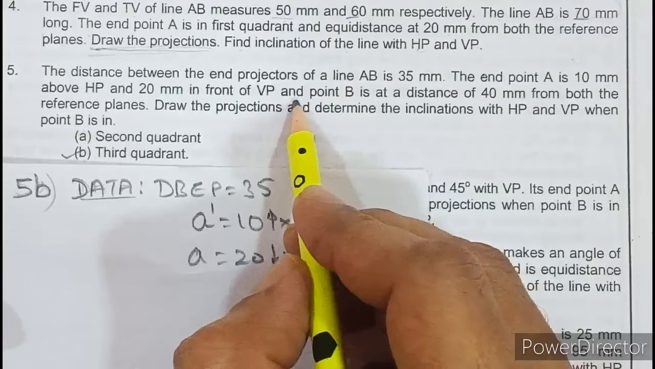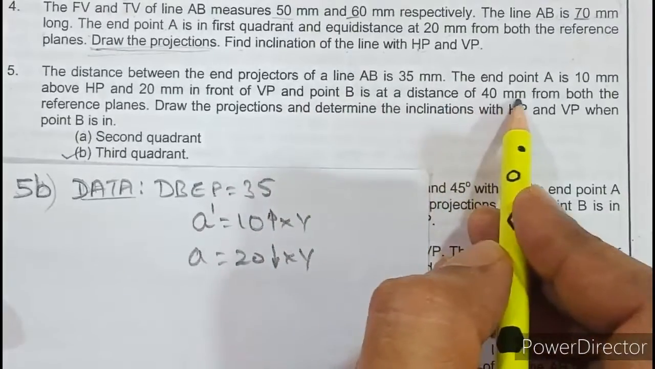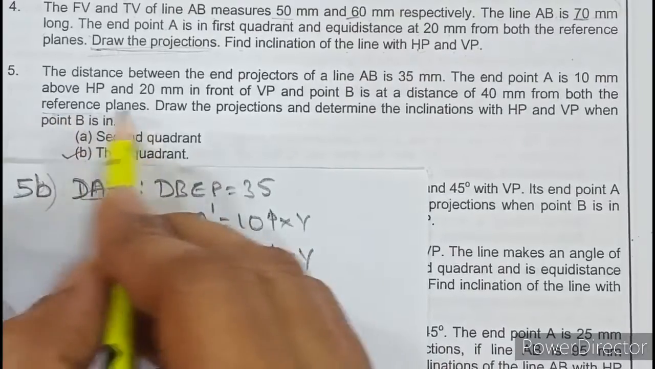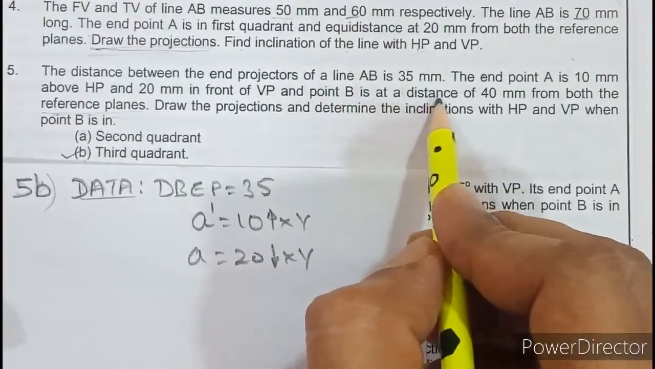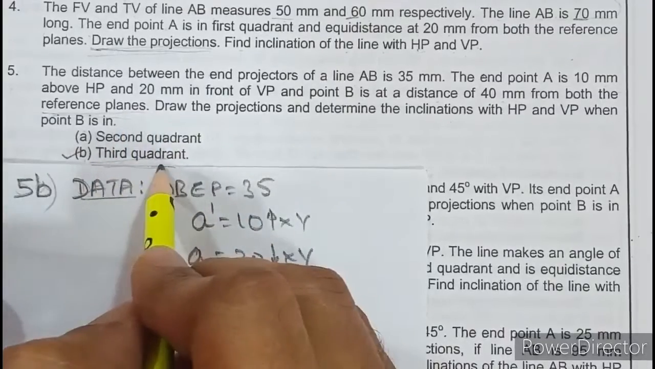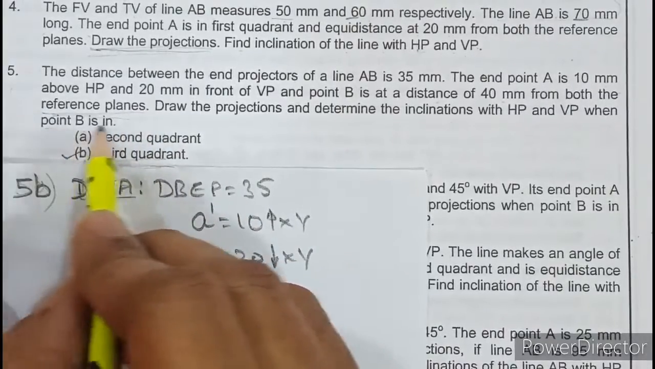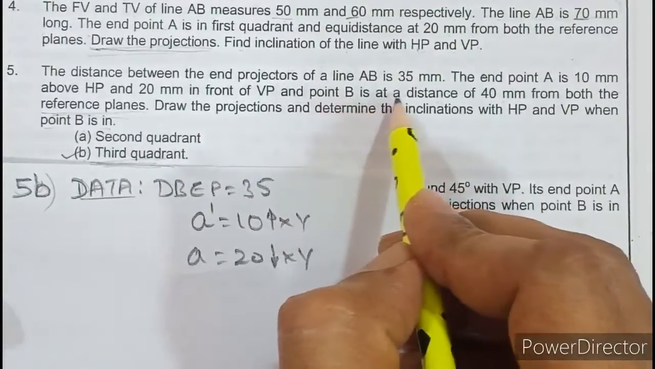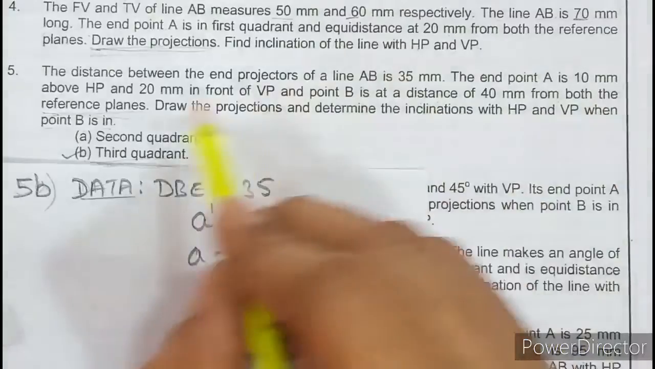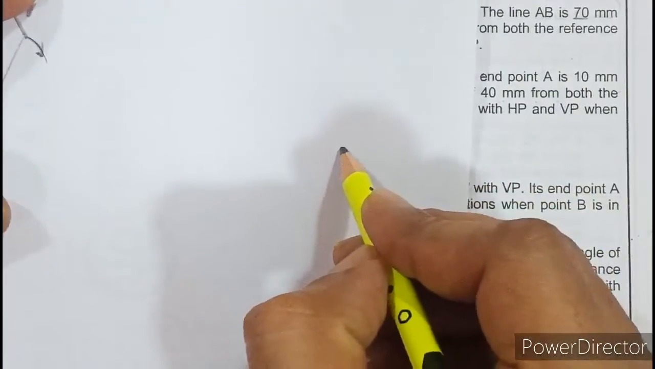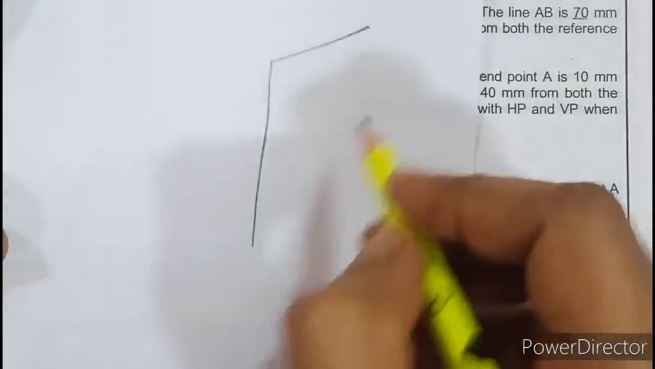Now you should read like this: and point B is at a distance of 40 mm from both the reference planes. What do you mean by reference plane? It is HP and VP. So point B is at a distance of 40 mm from both the reference planes and in third quadrant. You have to read like this. So it's written here, point B is in third quadrant. So once again, let us see. Point B is at a distance of 40 mm from both the reference planes and in third quadrant. So we need to see about the third quadrant now. So if I plot the two planes VP and HP.